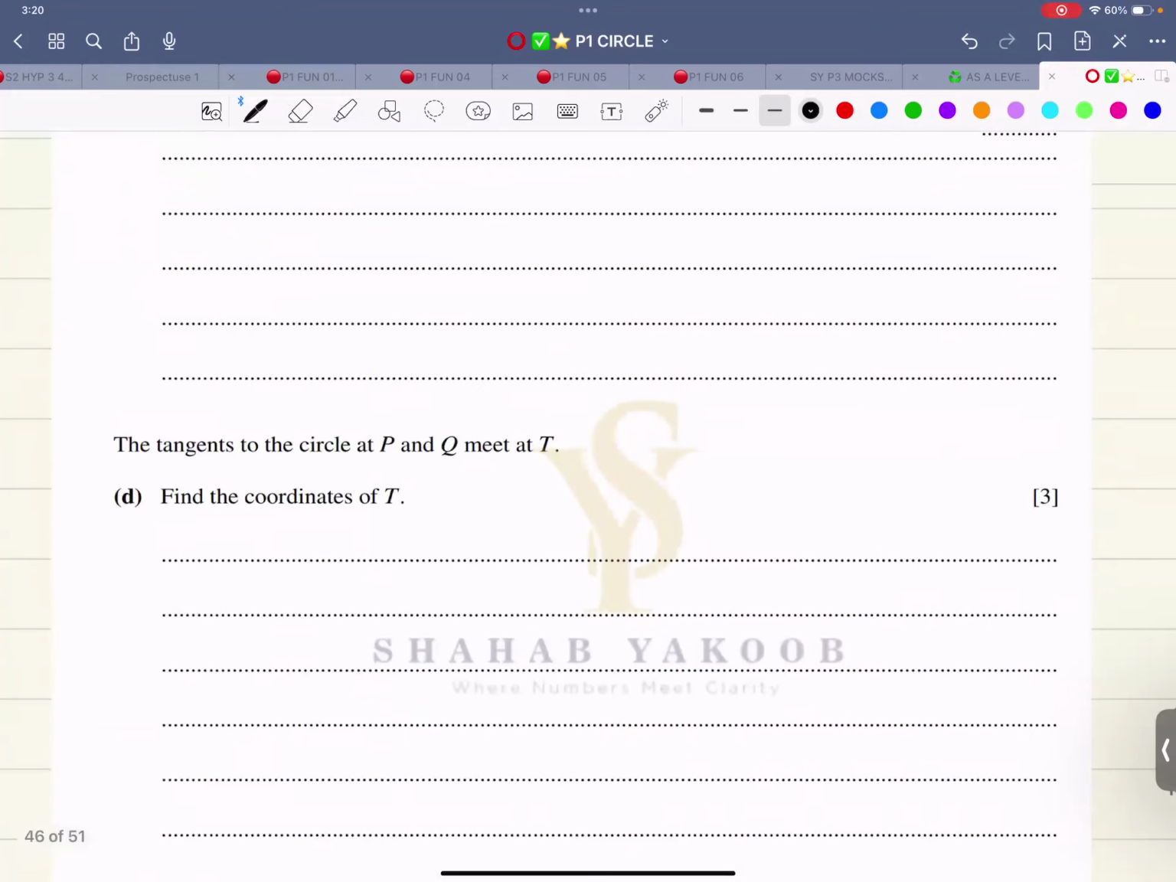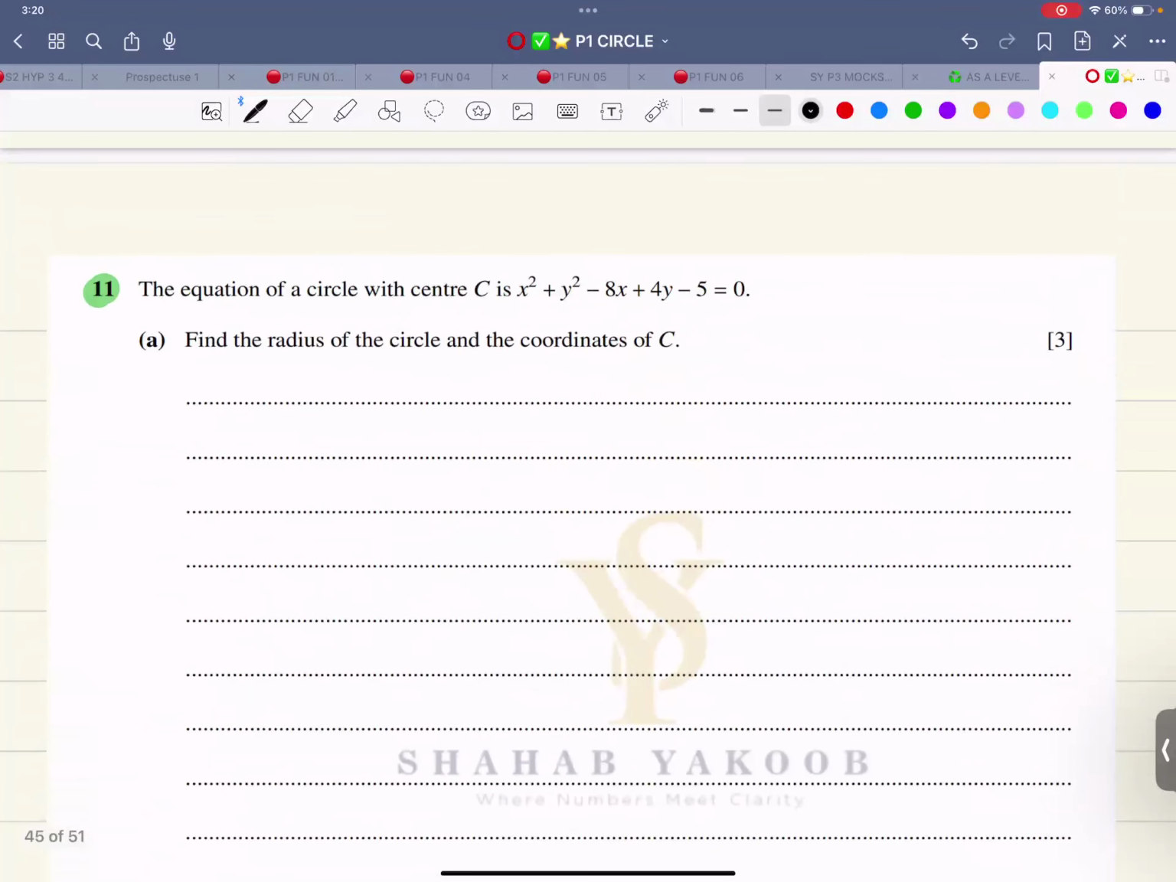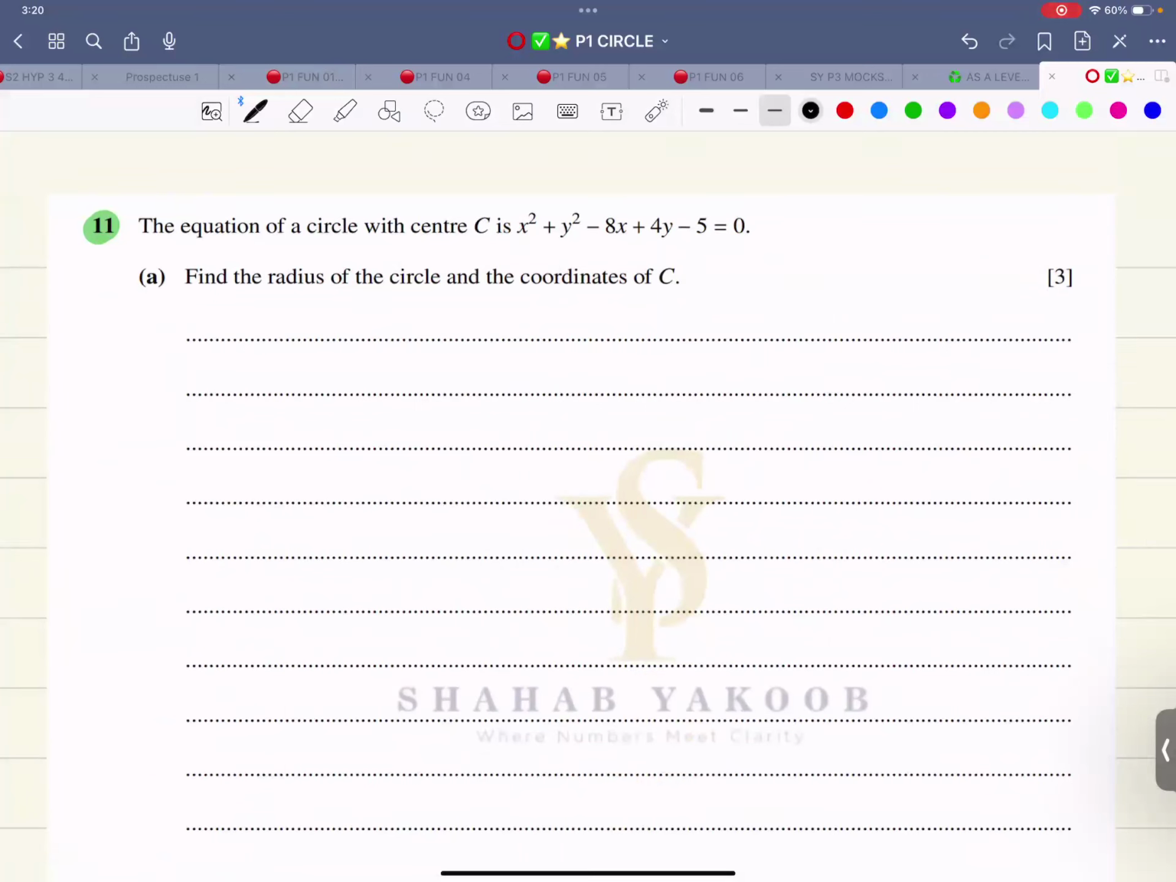That would be simultaneous equations. So 3 plus 2 is 5. 5 plus 3 is 8. 8 plus 3 is 11. It's an 11 mark question, and it's also coincidentally labeled as question number 11.